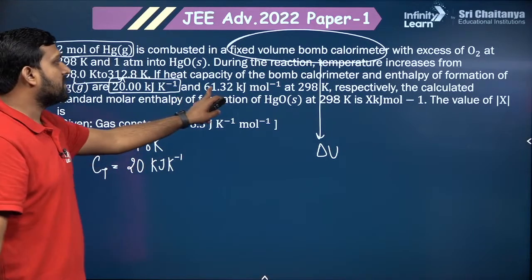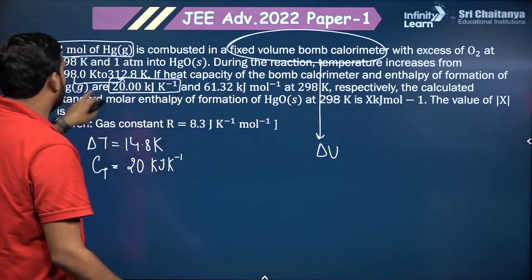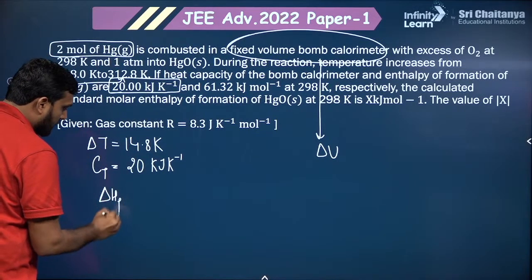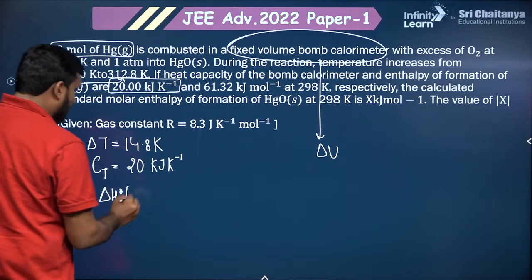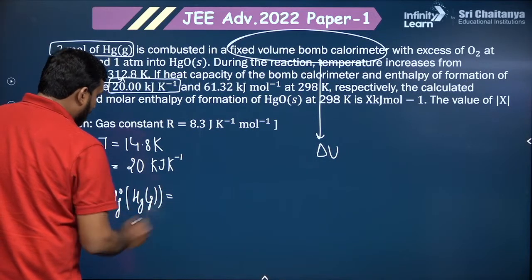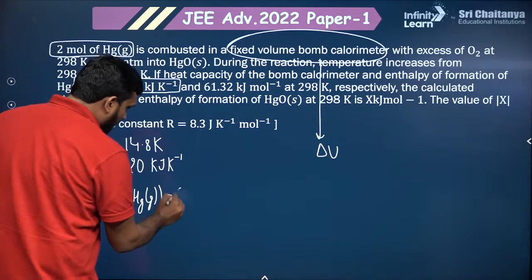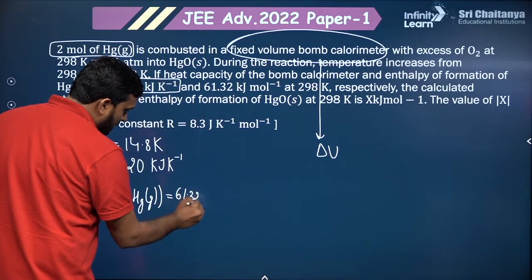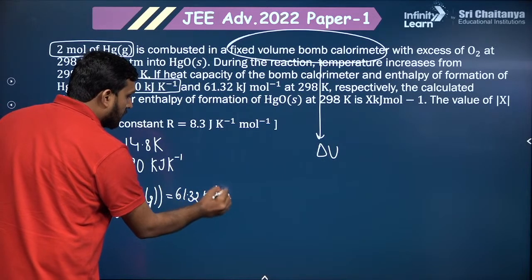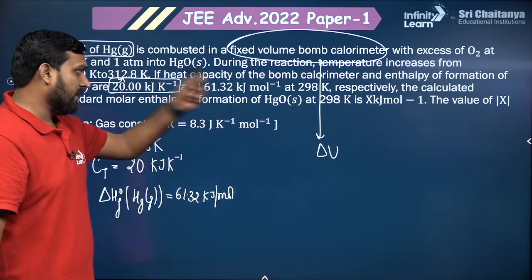And then this is the delta Hf naught of Hg gas. So this value is also given in the question. There is a delta Hf naught of Hg gas, and this value is given as 61.32 kilojoule per mole. This is given in the question itself at 298 Kelvin respectively.